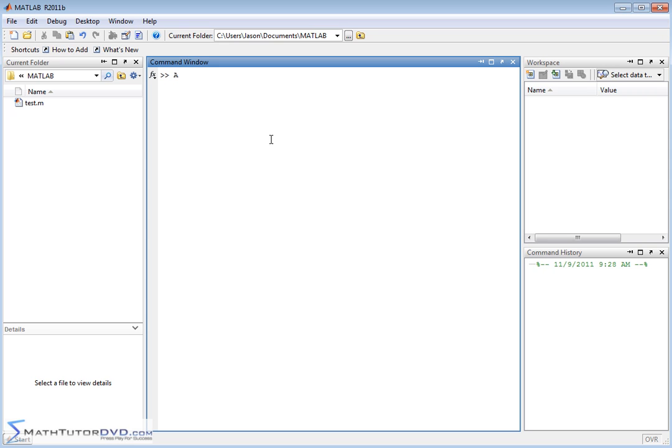So let's go ahead and make a matrix. We'll call it A, and we'll just put whatever we want in here. 1, 2, 3. Next row, 4, 5, 6. Next row, 7, 8, 9. So we'll just make a quick square matrix, just filled with random numbers.